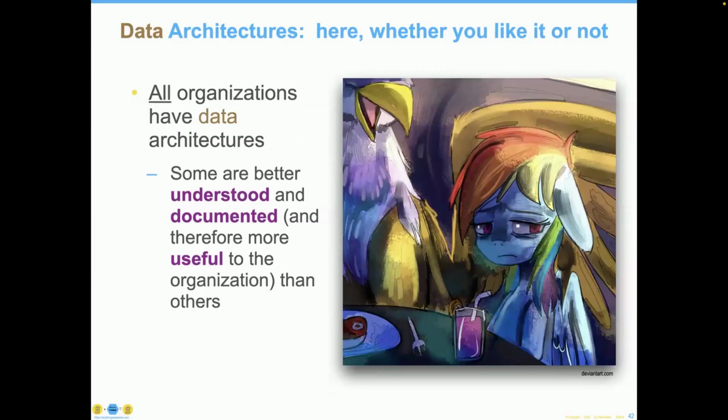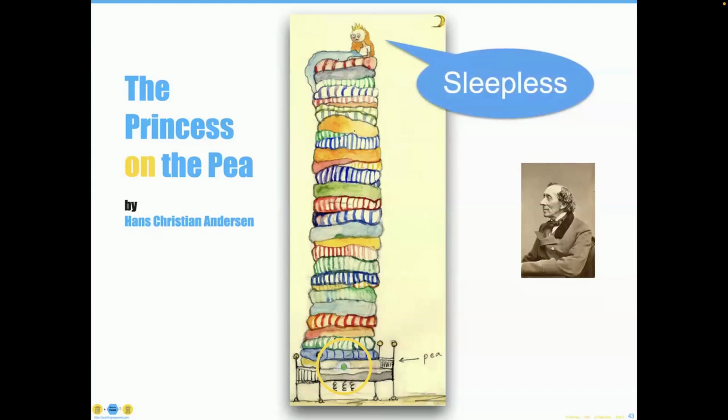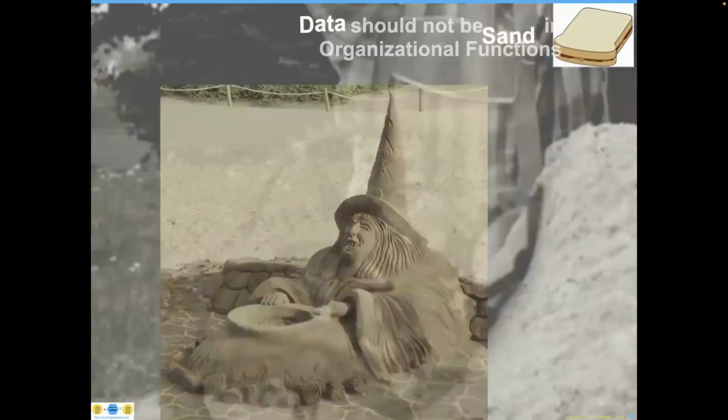The same, of course, is true of data architectures, because if we don't get the data architecture right, it's kind of like the story of the Princess and the Pea by Hans Christian Andersen. Here at the bottom of the princess's bed, under 20 cushions that she's sitting on, is a pea, and it's discomforting her and making her sleepless. This is because the data that is not properly organized and treated properly becomes sand in the organizational functions. And we, of course, want to watch ourselves and not get too far into the sandwich part of things.